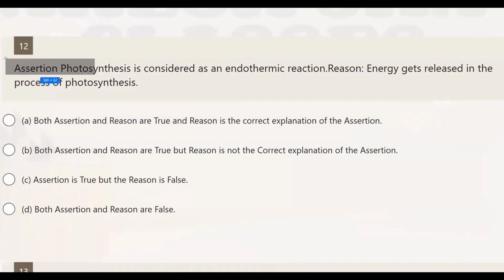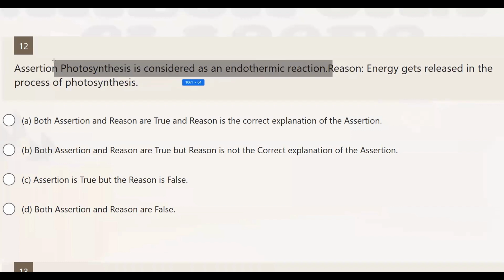The next is an assertion reasoning based question. The assertion says that photosynthesis is considered as an endothermic reaction. That's true, right? What is endothermic? Here, the endothermic means the energy is being used up, right? The energy is absorbed. You know that plants take the energy from the sun and convert them into chemical energy. So they are actually using the energy that is the photolytic energy of the sun. So therefore, this is correct on assertion. It is an endothermic reaction.